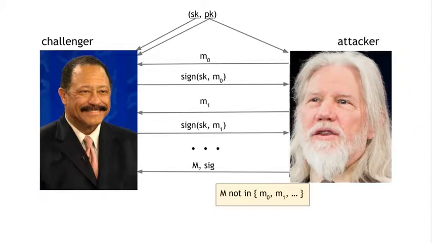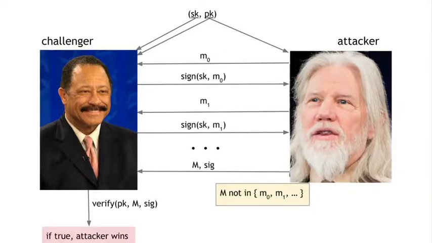So he's going to pick some other message that he hasn't seen a signature for already, and he's going to send over what he claims is a signature on that message. And then the question is, can he succeed? So the challenger is going to run the verify algorithm, use the public verification key, on that message and the signature that the attacker provided, and check whether it verifies. And if it does verify, if this returns true, then the attacker wins. The attacker has forged a message.